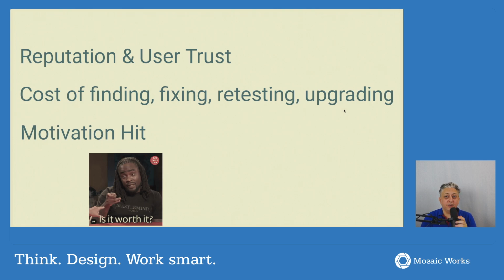Now, depending on your product, each of these costs is different. For example, if you have 10 million lines of code, it might be more difficult to find and to fix the bug. If you have 1,000 lines, probably easier to find and to fix. Retesting, that depends a lot on the complexity of the bug, right? Upgrading, this is something that we as developers rarely think about, but think about it this way.